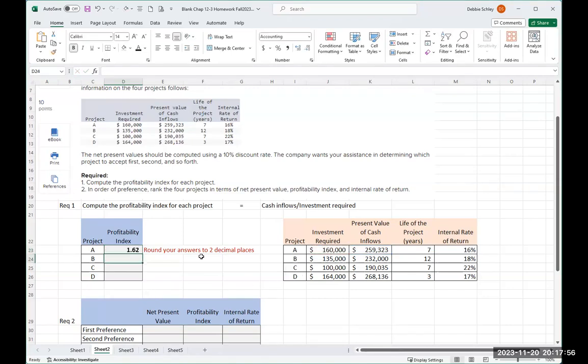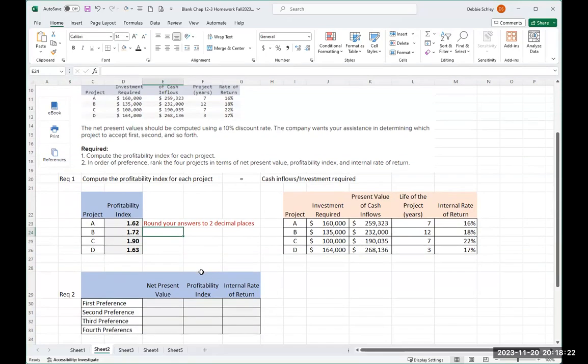I'm rounding it to 2 decimal places. And this is just a number. It's not a percent or dollar sign. It's just an index, the number. Now I can just drag that formula down, and that fills all those in. You see, it's the inflows divided by the investment required for each project, A, B, C, and D. So that's all you need for required 1.